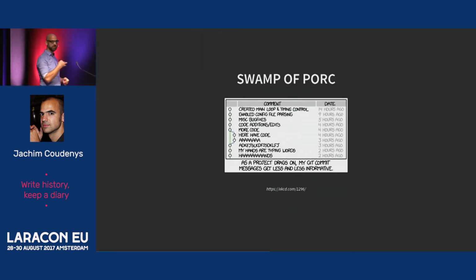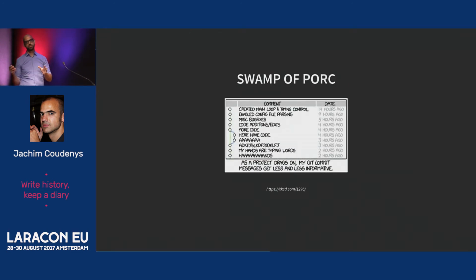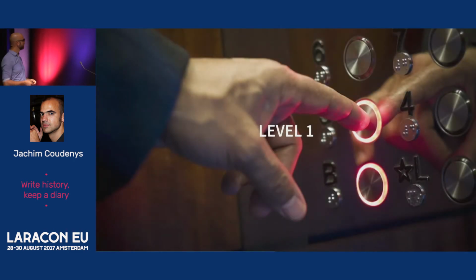So we're at level 0, and this is the plain old random commit messages, where people just push stuff into Git, which is not good. So we're ready for level 1, now that we have the basics straight.